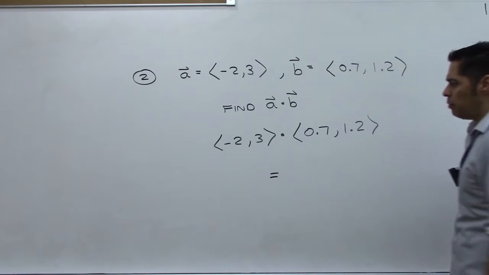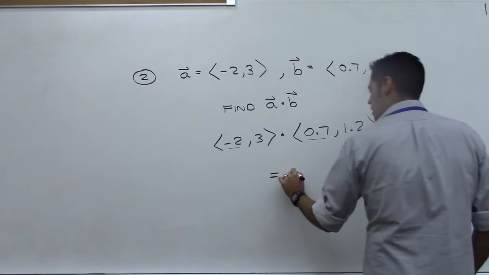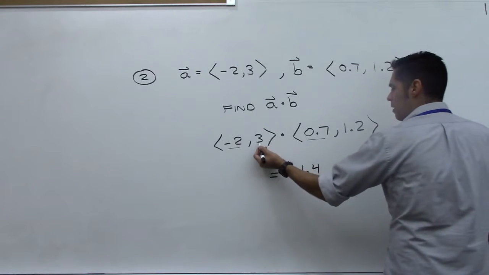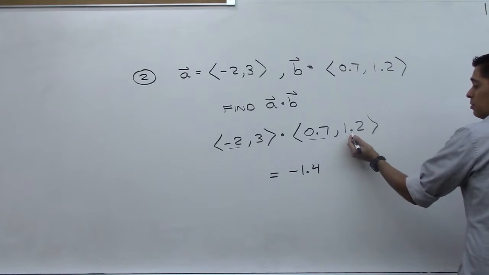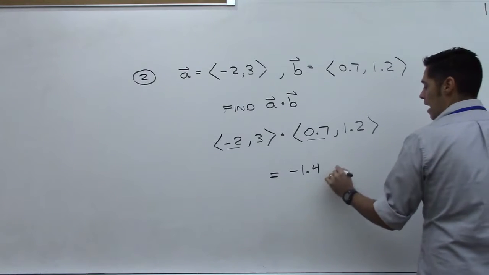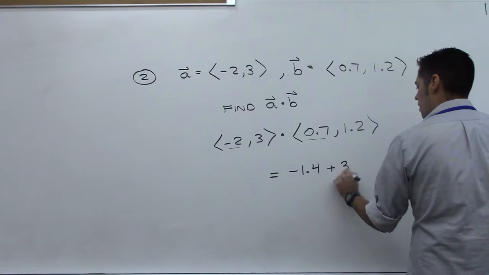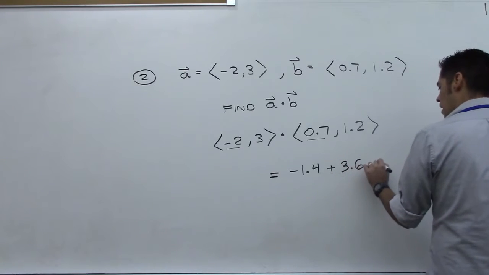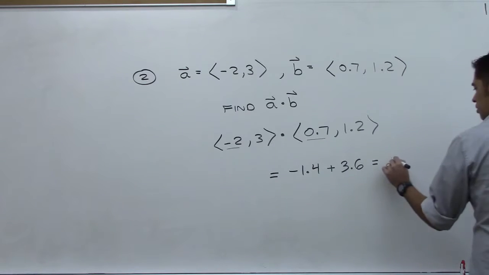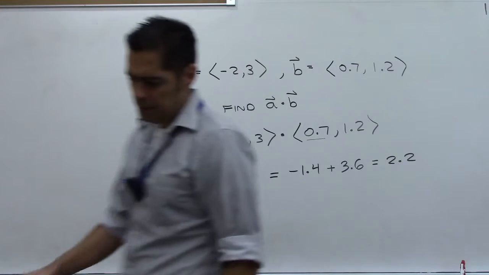And what you do is you multiply -2 times 0.7, which is -1.4, and then you multiply 3 times 1.2, which is going to give you 3.6, and we add that to the first number we got. And then we add those two together, what do we get? 2.2. And that's it.